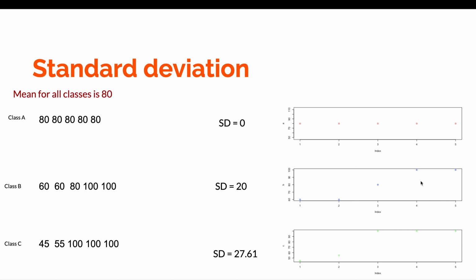Here some values are higher than the mean, some values are lower than the mean. The standard deviation is 10. And in the last case, C, the standard deviation is higher. So this standard deviation actually helps you to understand how the values in the data deviate from the mean, and it helps in understanding the dispersion of these values. That's why it is of great importance to understand.